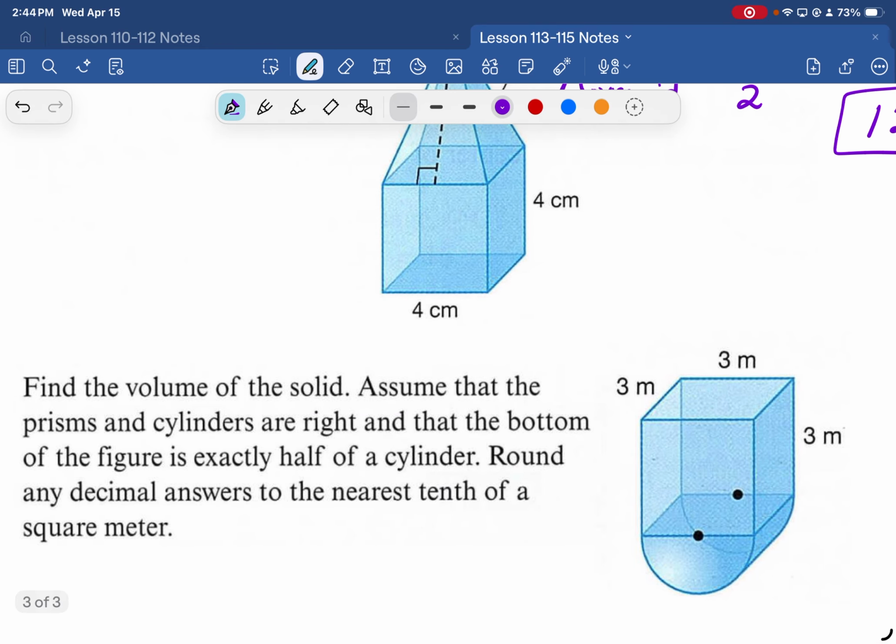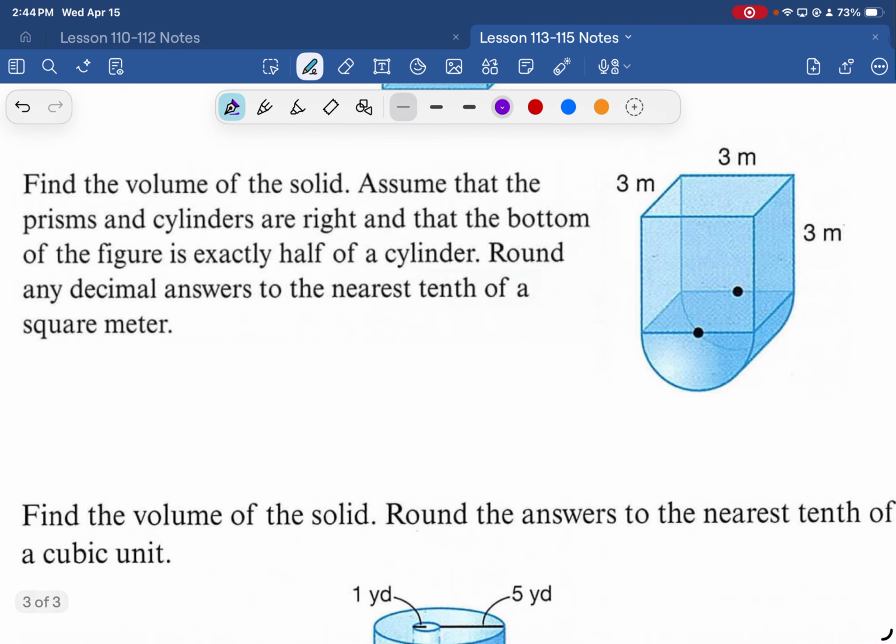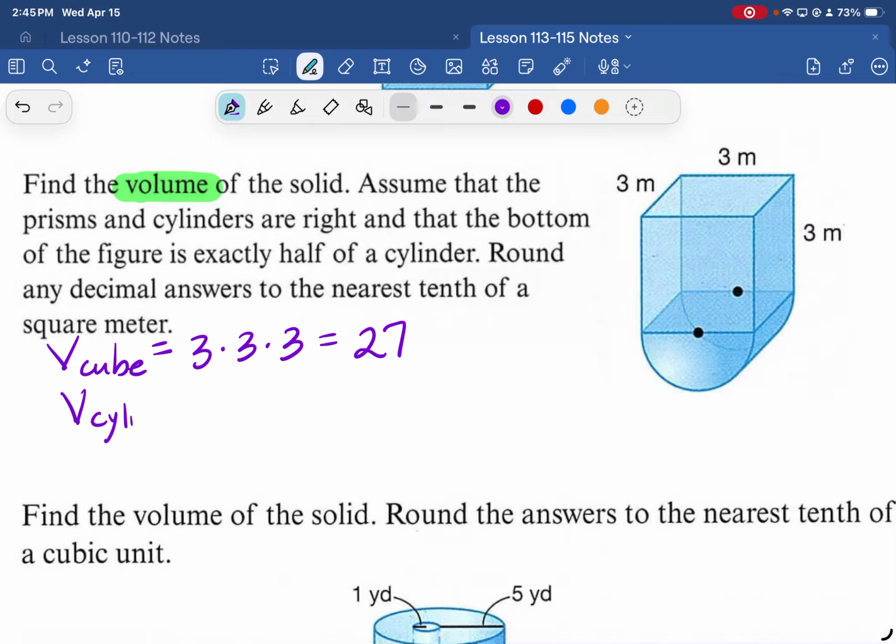All right, down here, be careful. This one does not ask for surface area. This one asks for volume. So again, knowing those formulas is super helpful. All right, let's first find the volume of the cube. How do I do that? 3 times 3 times 3. Tell me what you get for that. 27. Yep. Then we've got to find the volume of the cylinder.